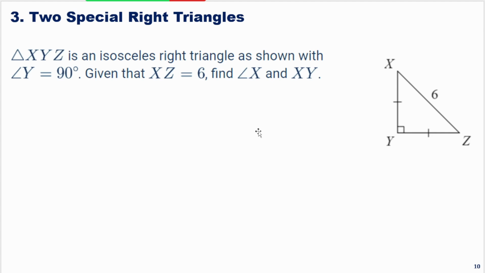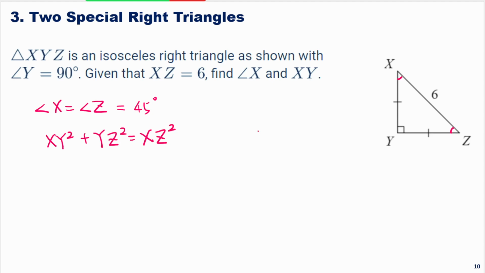Alright, let's have a look at the solution together. Since the triangle is isosceles, the angles opposite the equal sides are equal, right? Therefore, we have angle X equals angle Z. And since Y is a right angle, we have angle X equals angle Z equals 45 degrees. To find XY, we use Pythagoras theorem. XY squared plus YZ squared equals XZ squared.